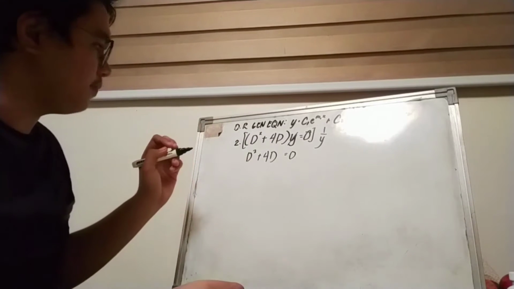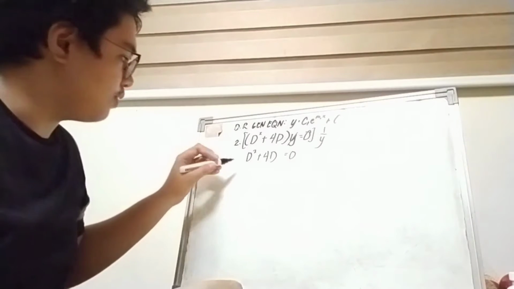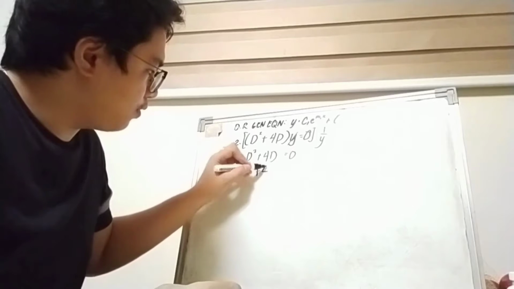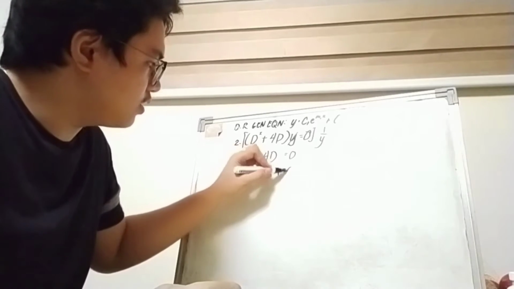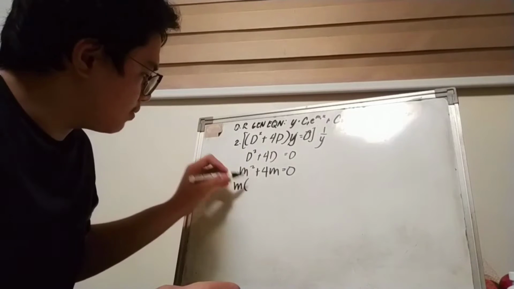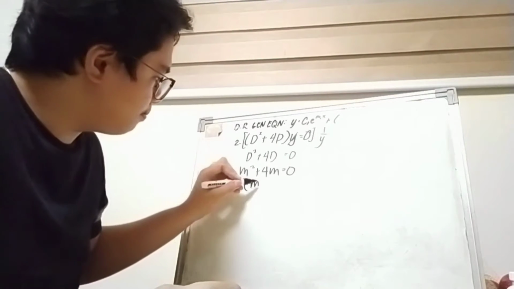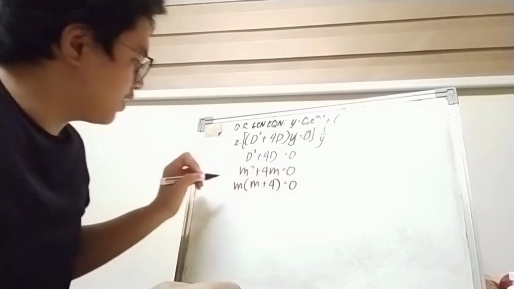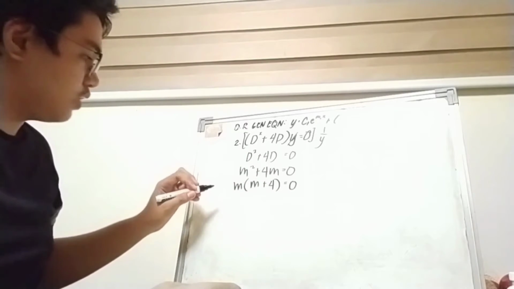Pwede na nating siyang gawing auxiliary equation. So, m squared plus 4m is equal to 0. Factor out natin yung m times quantity of m plus 4 is equal to 0. Equate natin yung both factors into 0.